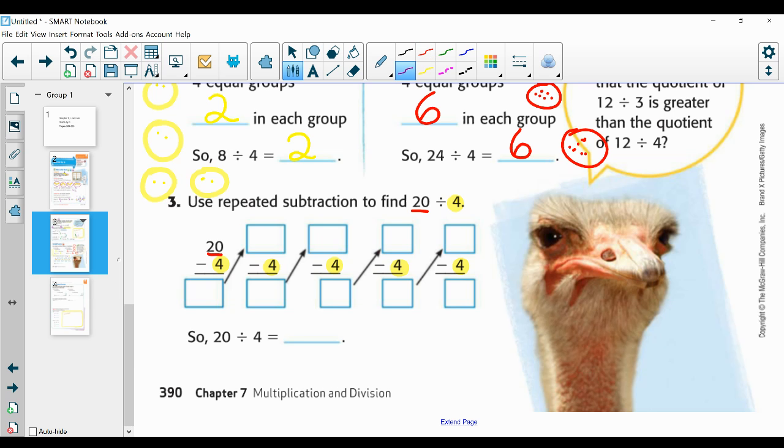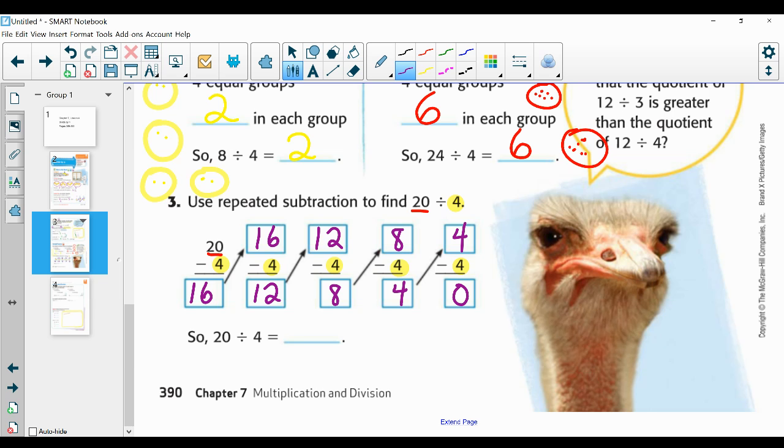Okay, so 20 minus 4 is 16. I put 16 up here. 16 minus 4 is 12. I put 12 up here. 12 minus 4 is 8. I put an 8 up here. 8 minus 4 is 4. And I put 4 up here. 4 minus 4 is 0.